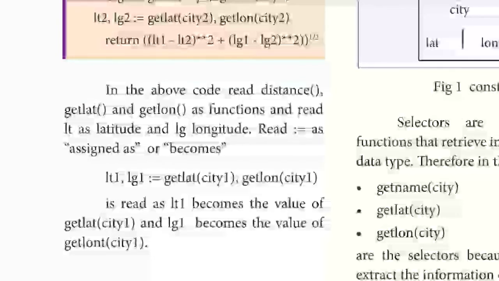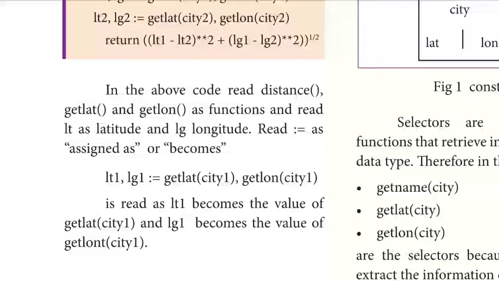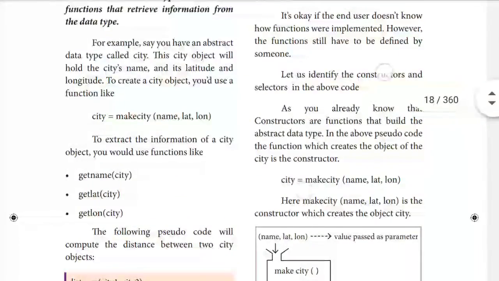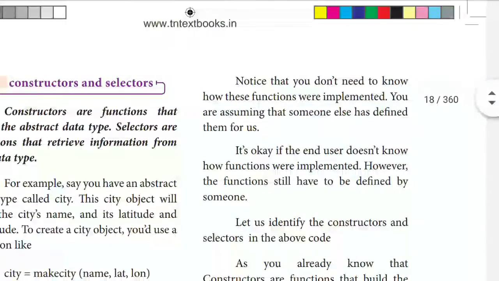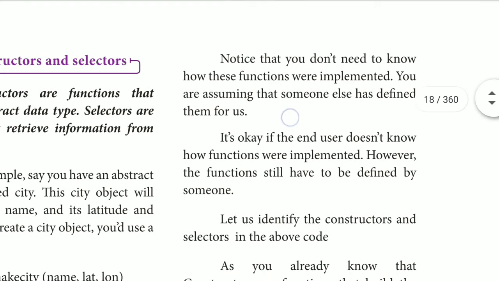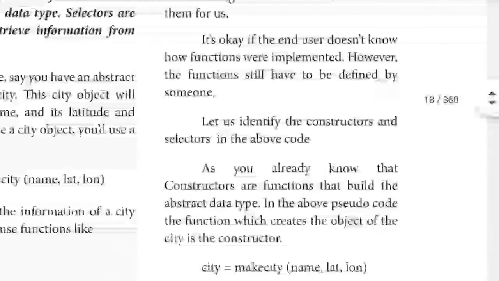Okay, so this is a small program that is used to implement data abstraction in creating a city. Notice that you need not know how these functions are implemented. You assume that someone else has defined them for us. It's okay if the end user doesn't know how the functions were implemented. However, the function still has to be defined by someone.